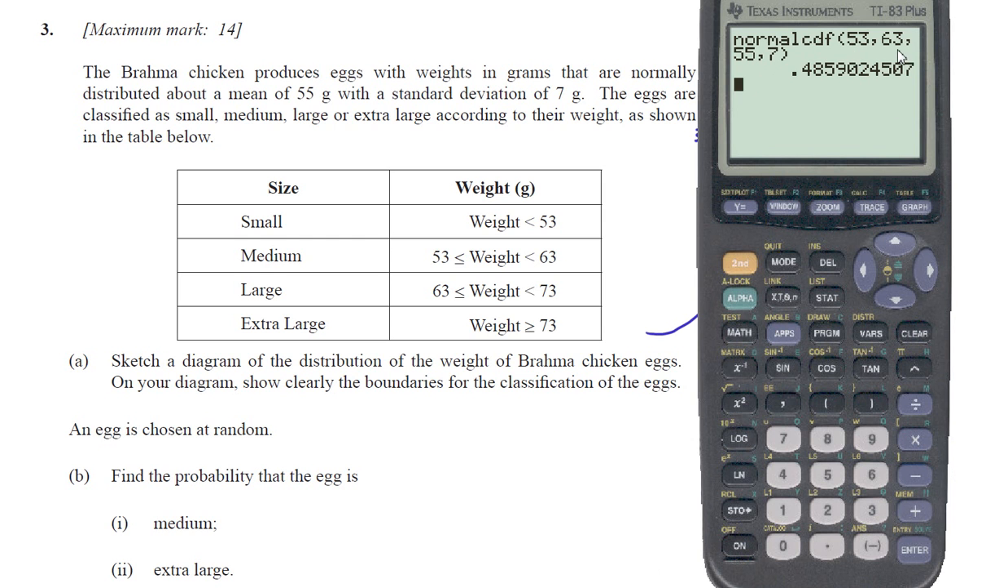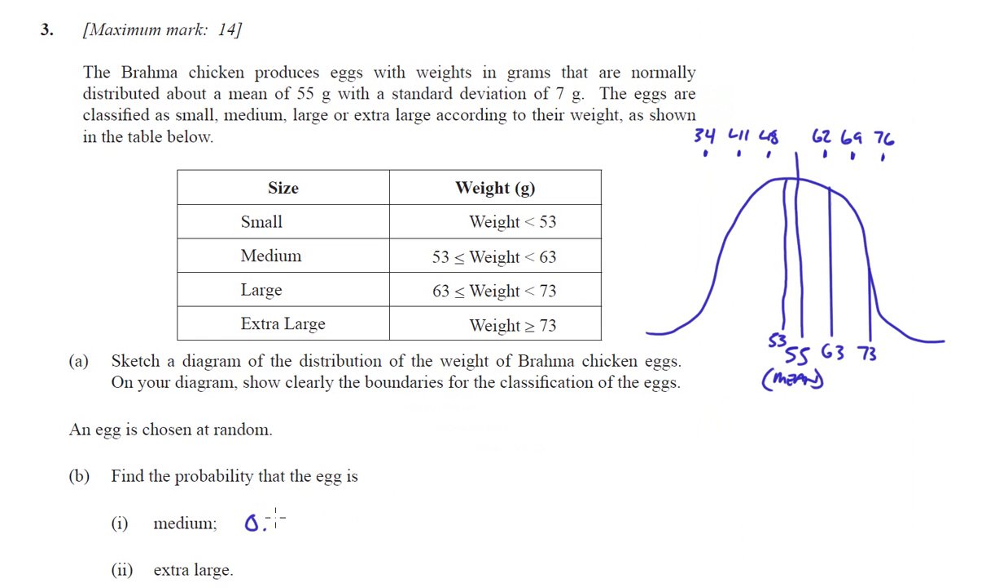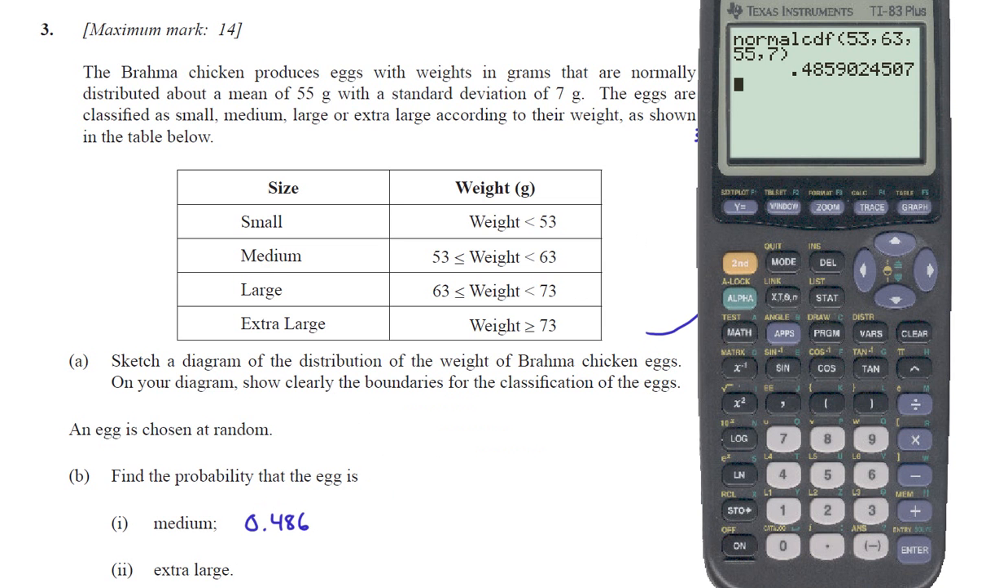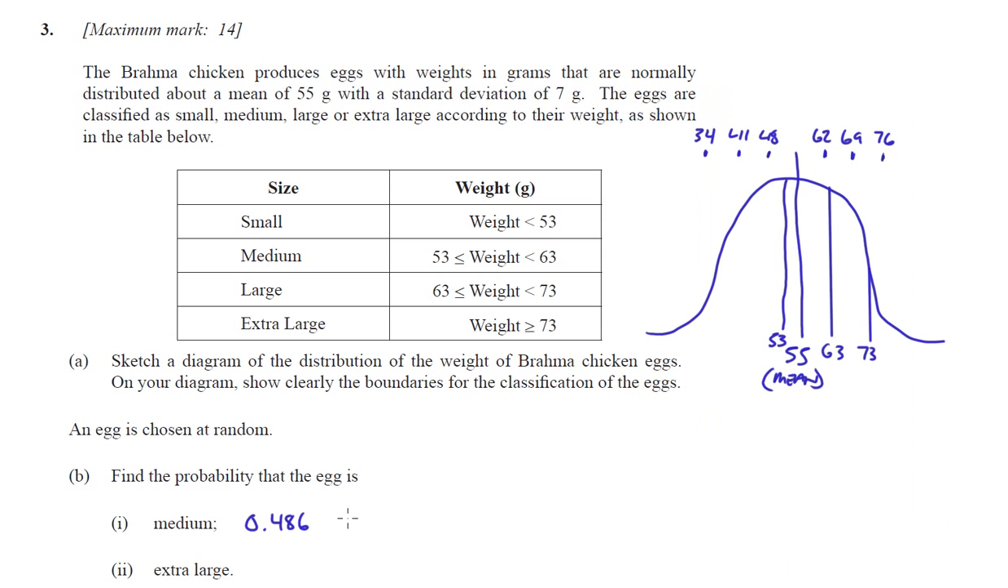53 is the low, 63 is the high, 55 is the mean, and 7 is the standard deviation, and we get 0.4859. So that gives us, if we're going to 3 digits, 0.486 for the probability that the egg is medium. So 0.486, yeah, we can do that, or you could do 48.6%. Either one is fine.